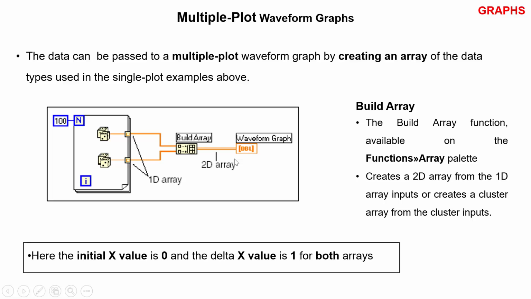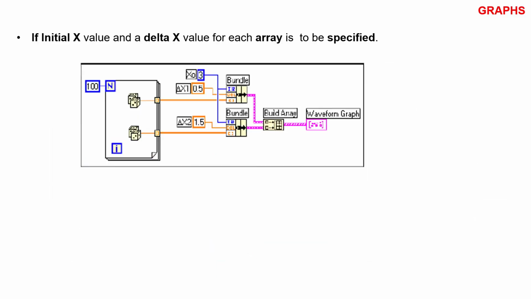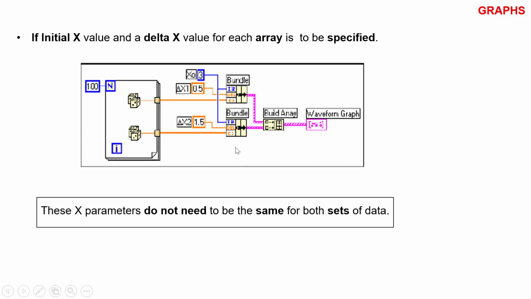Here the initial x value is 0 and the delta x value is 1 for both the cases. If the initial x value and delta x value for each array are to be specified, then we have to use the bundle function as shown here. The x parameters do not need to be the same for both sets of data, they may be different.